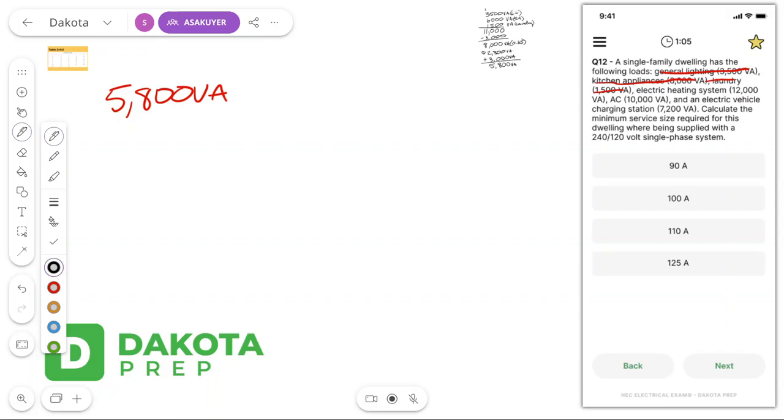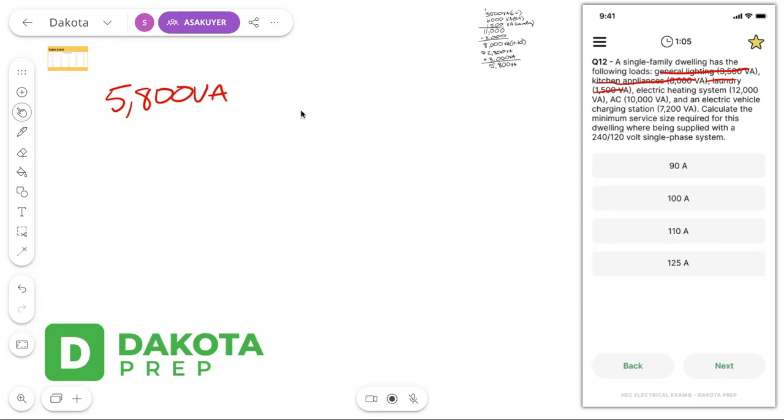Next it says electric heating system. We've got 12,000 volt amps. Also it says our AC is 10,000 volt amps. Well, if we go look at section 220.60, it tells us these are non-coincident loads. It means they're not likely to be used simultaneously, which means we only have to take the larger of the two.